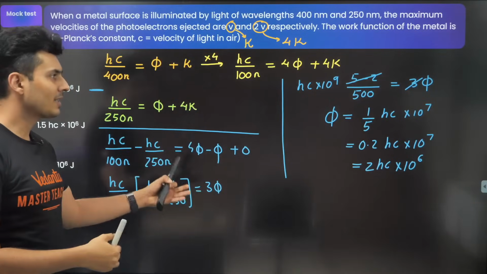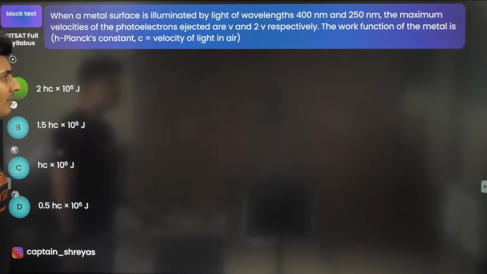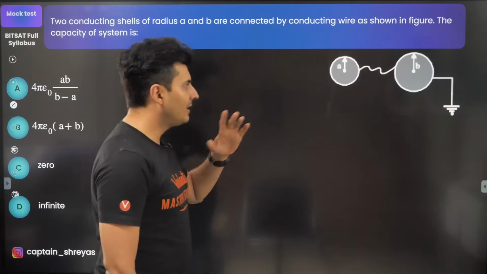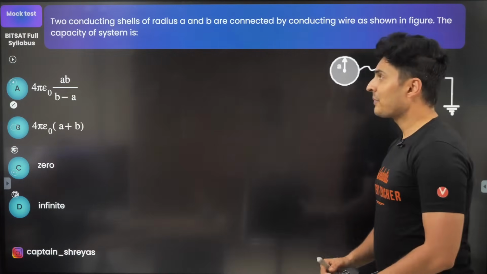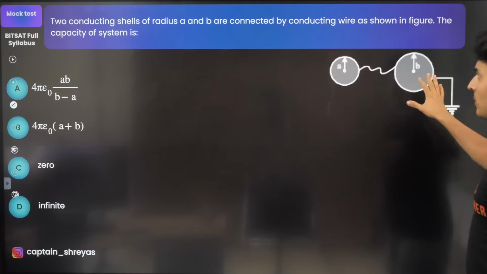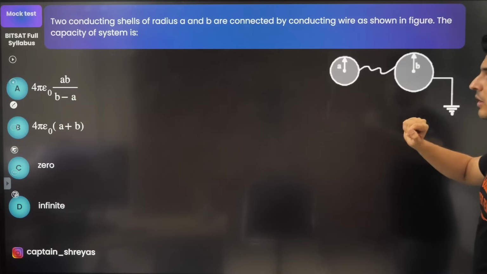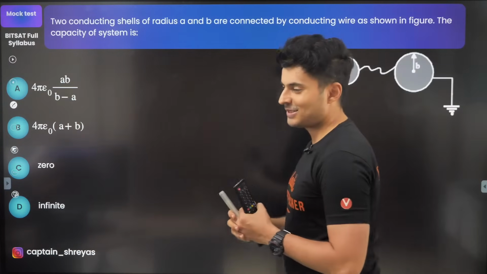Beautiful question. These kind of questions are very, very popular with all the paper setters. Option A. Okay, now this is a very nice question. There are two shells, conducting ones. Radius are also given. They are connected by a wire, and that in turn is connected to ground. What do you think is the capacity of the system?